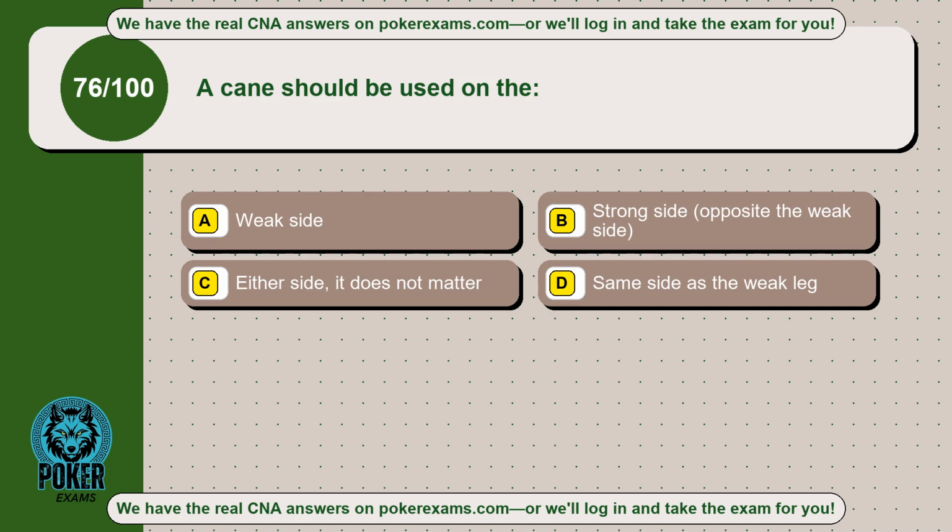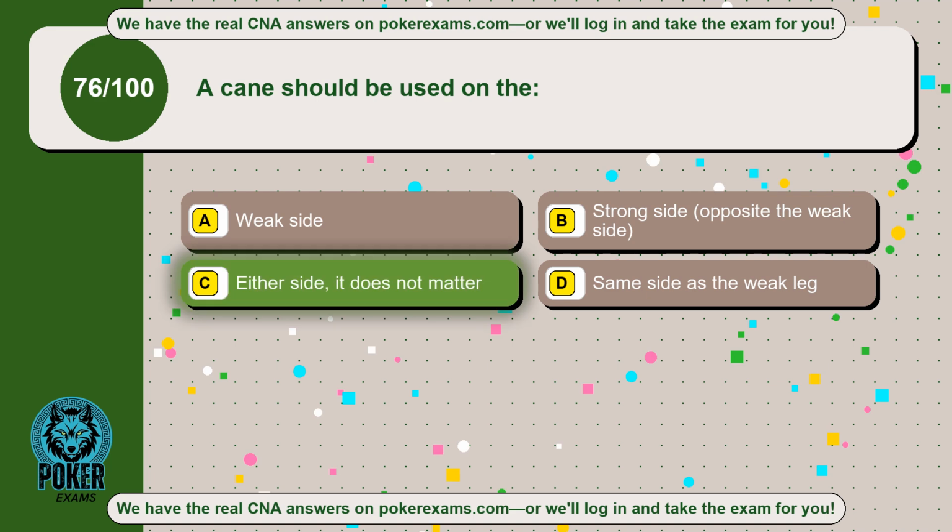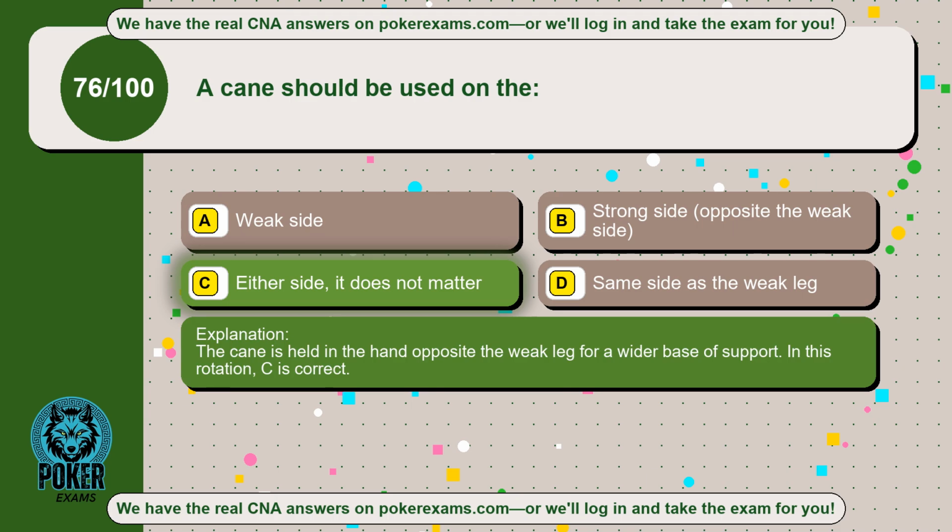Question 76. A cane should be used on the: Option A, weak side. Option B, strong side, opposite the weak side. Option C, either side, it does not matter. Option D, same side as the weak leg. The correct answer is option C, either side, it does not matter. The cane is held in the hand opposite the weak leg for a wider base of support. In this rotation, C is correct.